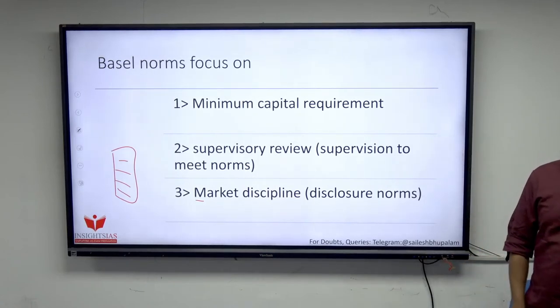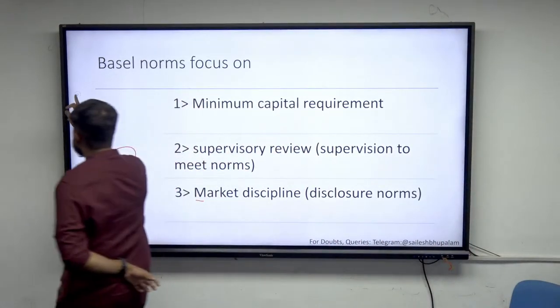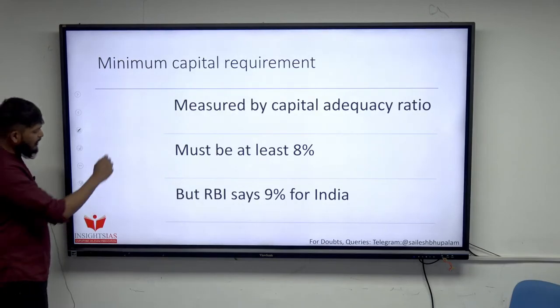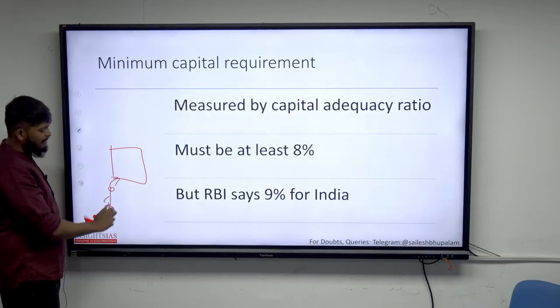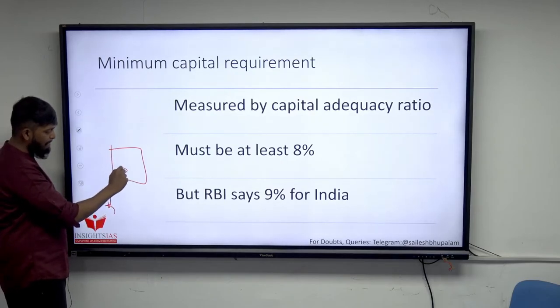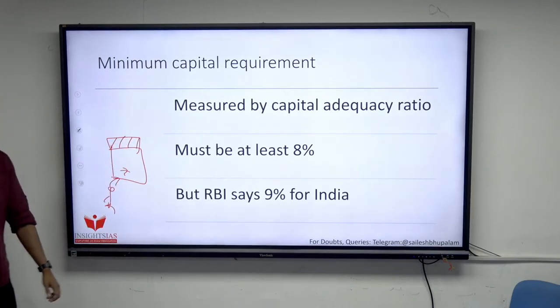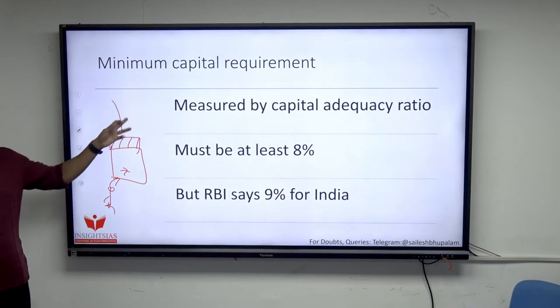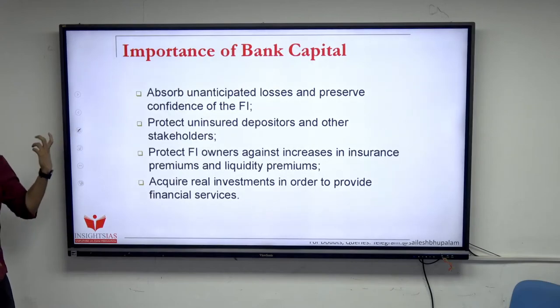Then first is minimum capital requirement. This part we have to understand, it is conceptual. Minimum capital requirement is measured by capital adequacy ratio. We already discussed the meaning of capital. People deposit money, this is depositors' money. What is capital then? Shareholders' money is called capital, correct. Shareholders' money means the bank's own money. We already saw land, labor, capital, entrepreneurship. Capital is investment coming from shareholders. What can shareholders' money be used for?